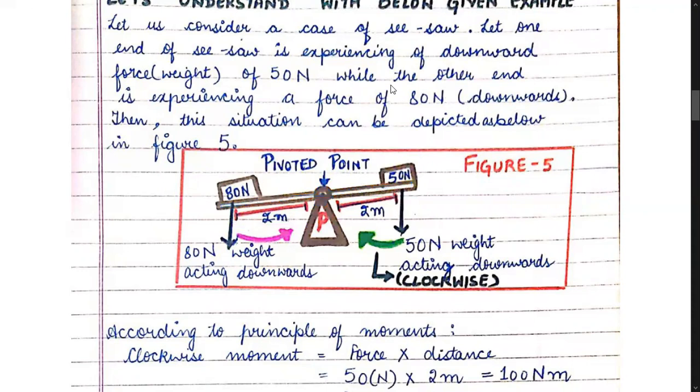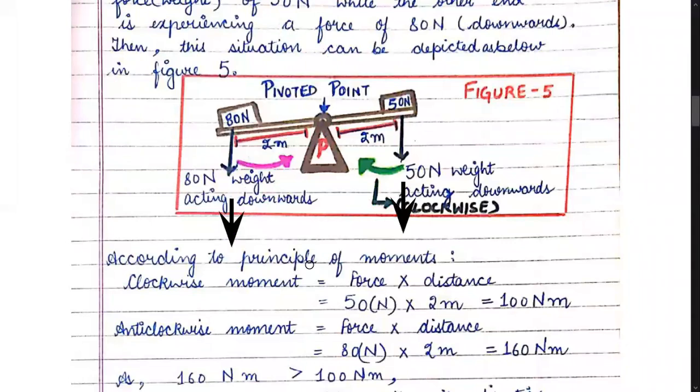Now, if an object of 80 newtons sits on one side and a 50 newton person sits on the other side, then rotate 50 newton towards the pivoted point. It is a clockwise rotation. And then rotate 80 newtons towards the pivoted point. So what do we find? We will find separately the value of clockwise and anti-clockwise moment.